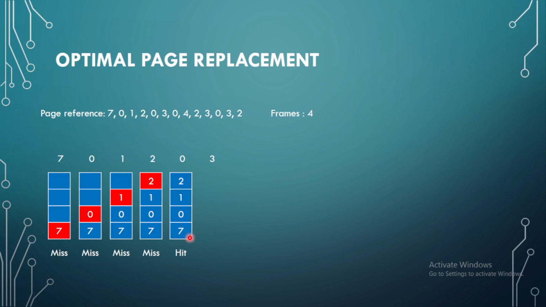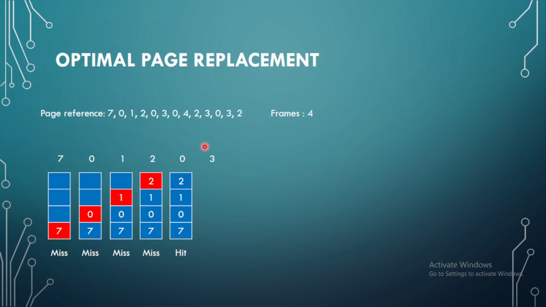So we have 2 pages available, so here we use first in first out. Whichever page comes first, we will remove that page and replace it with 3, because we have 2 pages that are not going to be used in the near future.